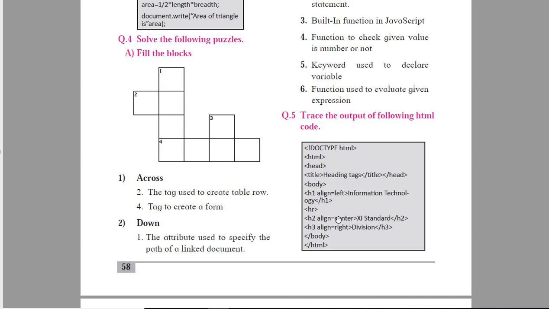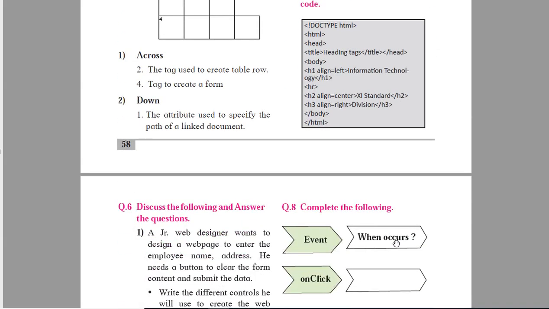Then h2 align is equal to center. h2 is less than h1, the heading size is smaller than h1. And the alignment of that, whatever data you are going to write, will be in the center. And the data is 11th standard. And for the third, the alignment is right for the division. So the output will be, at the left hand side, information technology with underline, h2 in the center you will write the 11th standard, and at the right hand side you all will write the division. So in this way, this will be the output of your HTML program.